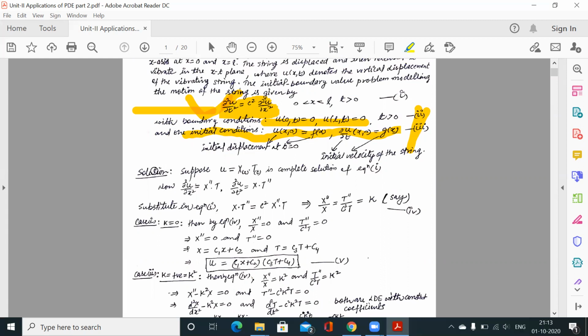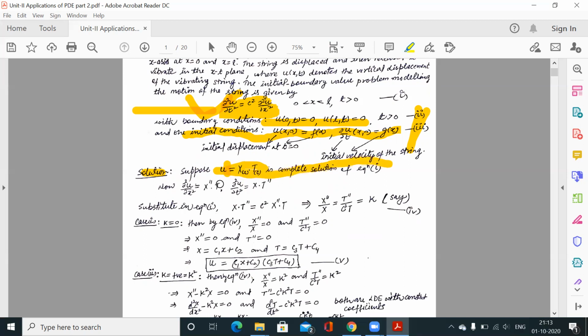So how does it work? The solution strategy is: how many independent variables are there? x and t. So u is the dependent variable. So we assume our solution u is equal to, because there are two independent variables, a product of two functions. One is a function of x alone, the second is a function of t alone. So this is our assumed solution. u is equal to X(x)T(t) is a complete solution of equation 1.